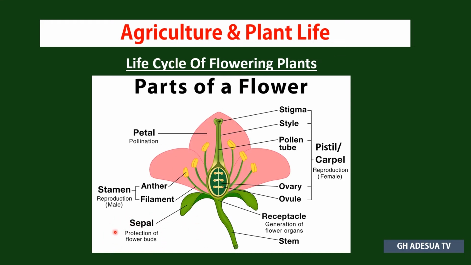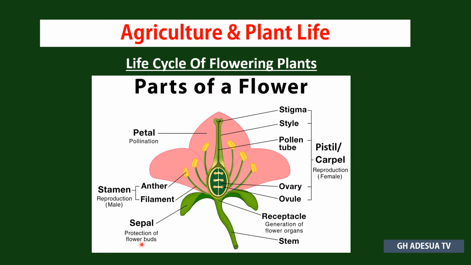Now the sepal is the outermost covering that protects the petals. It also protects the flower buds. That's where the buds would occur when the flower is about to burst out. So it protects the contents of the buds.